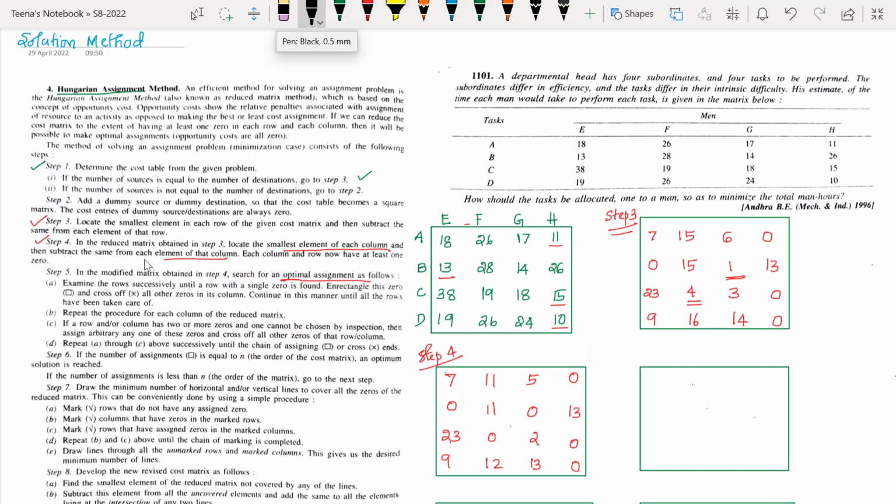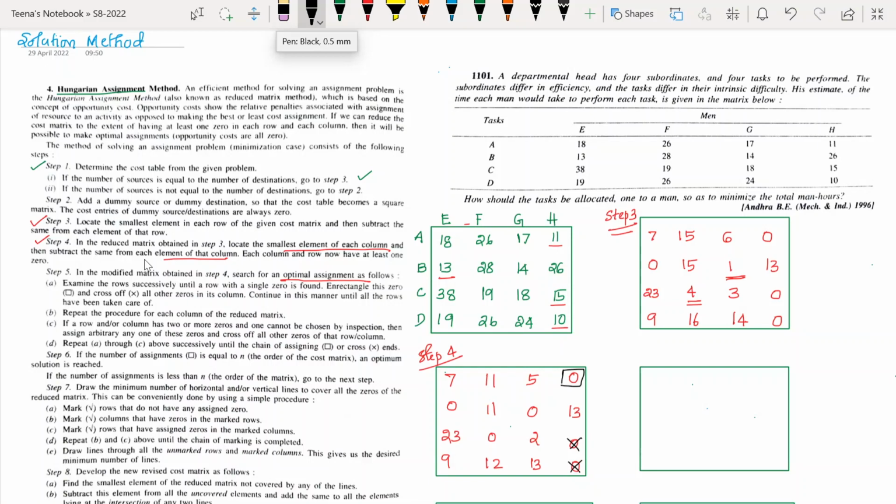So we check the rows one by one, starting with the first row. So in the first row itself, we can find only one 0. So the first row is with a single 0. So we rectangle that 0 and then cross off all the other zeros in this column. Okay, then we go for the next row. Since there is more than one 0, we just skip that row.